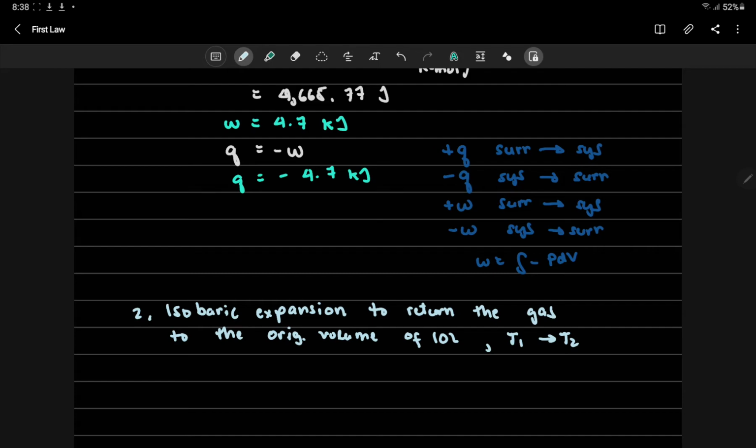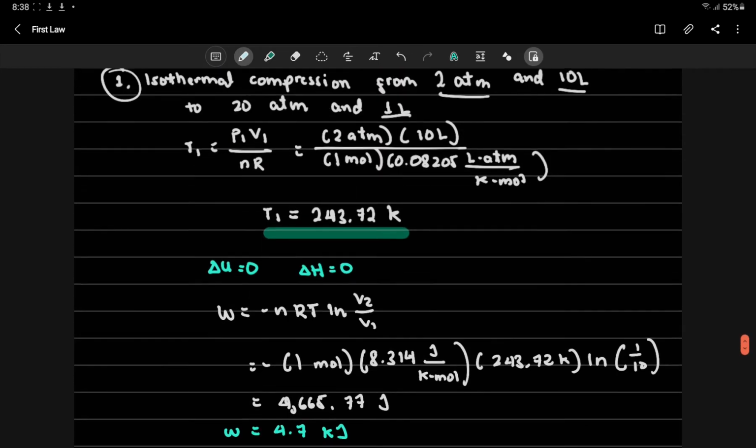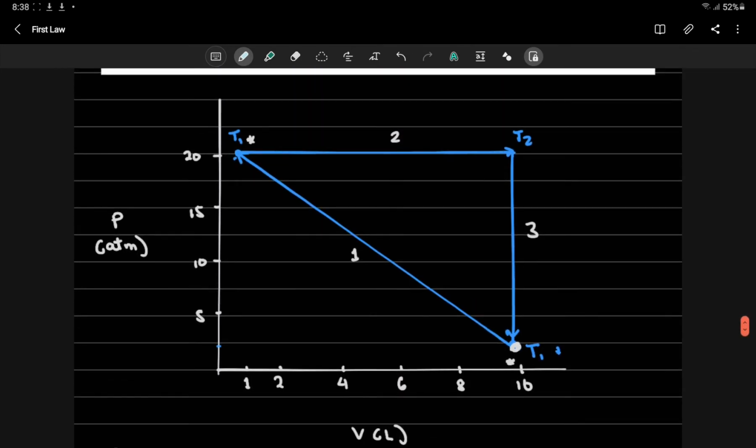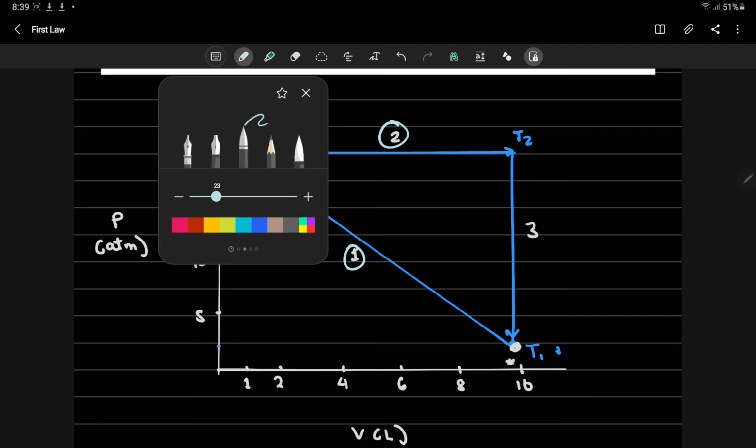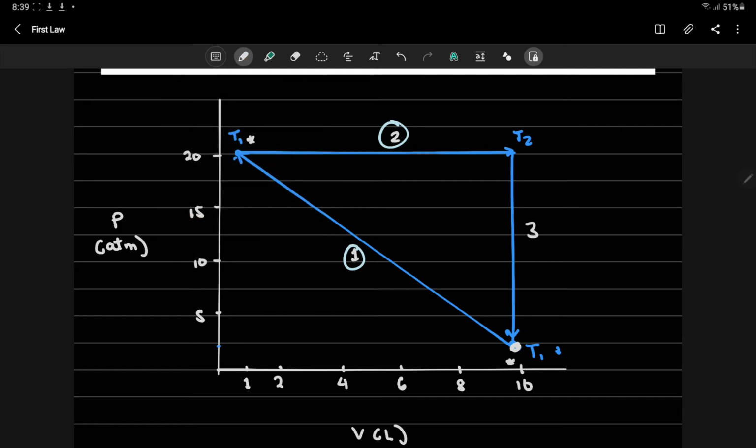Okay, so what are we going to do here? Let's just show again the second step. We're done with the first step, so the second step is this. Mali pala yung aking color. This should be white. Okay, which is this one. Anyway, it's an isobaric expansion because the pressure is constant. You just have a horizontal line. And in this step, we are trying to return the gas to the original volume of 10 liters. And in that process, the temperature became T2 from T1.